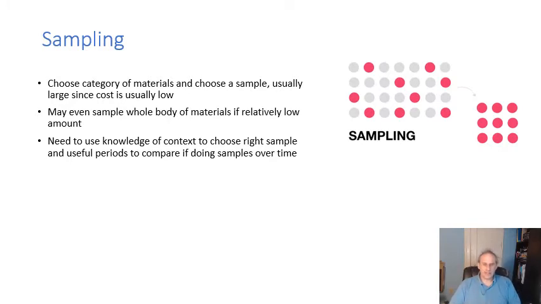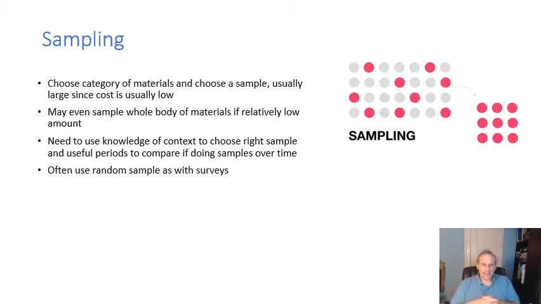You need to use the knowledge of context, of what was happening within that media production framework, within that area of materials, to choose the right sample, and to choose useful periods over time to compare. What samples to use over whether, did they exist in the 1910s, 1950s, 2000s, and was it a continuous production? Were the materials produced in similar ways? You want to know that to understand whether the samples are actually comparable.